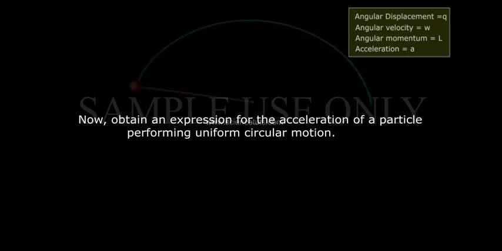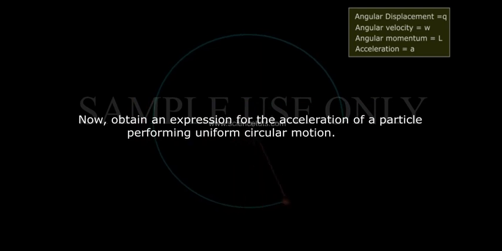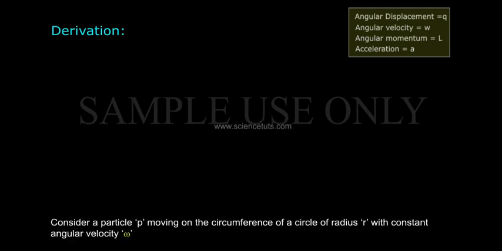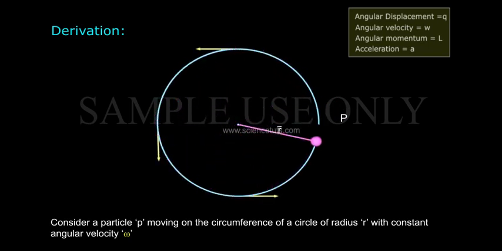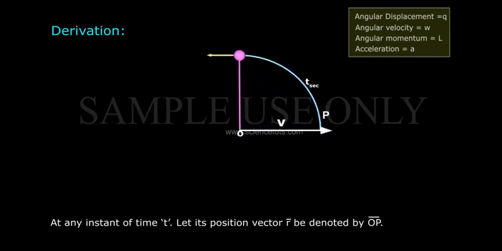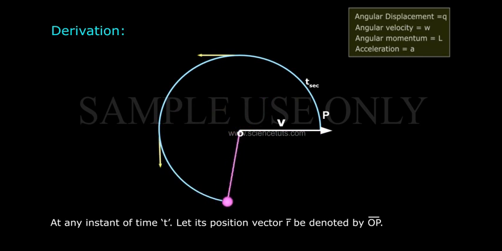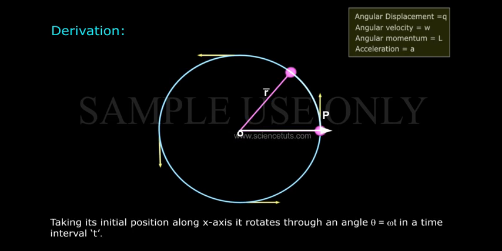Now, obtain an expression for the acceleration of a particle performing uniform circular motion. Derivation. Consider a particle P moving on the circumference of a circle of radius r with constant angular velocity omega. At any instant of time t, let its position vector r bar be denoted by OP bar. Taking its initial position along the x-axis, it rotates through an angle theta equal to omega t in a time interval t.